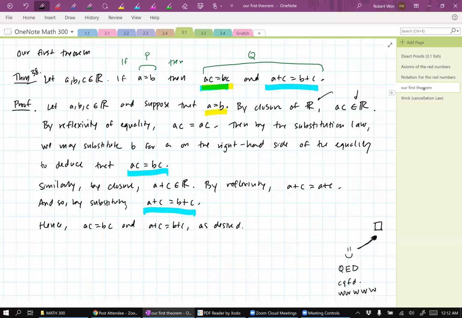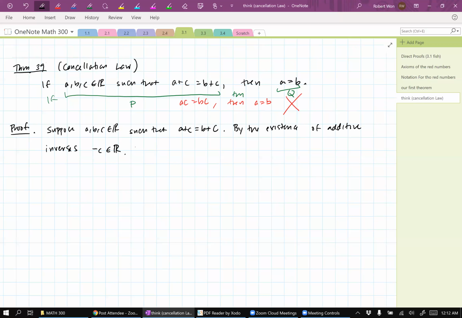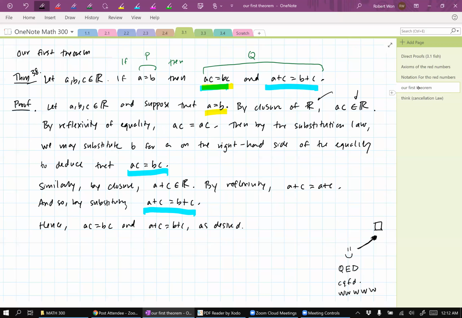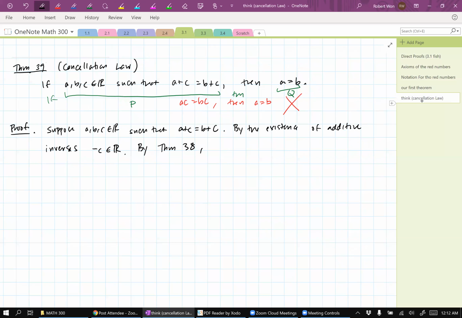Luckily, our first theorem says that I can add negative C to both sides of an equality and get a true statement. And so by the previous theorem, I'll call it theorem 38, what does it say? The previous theorem says that if you have two things that are equal, you can add any real number to both sides and maintain equality. Right? So here I have two real numbers that are equal, and I can add this real number to both sides. So by theorem 38, (A plus C) plus negative C equals (B plus C) plus negative C.